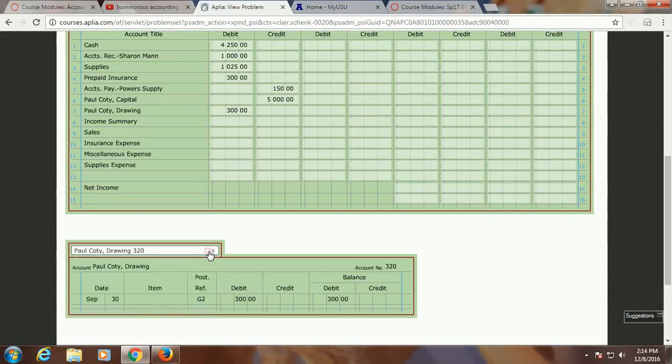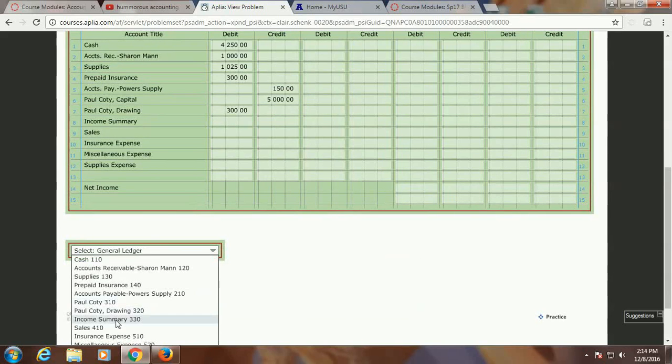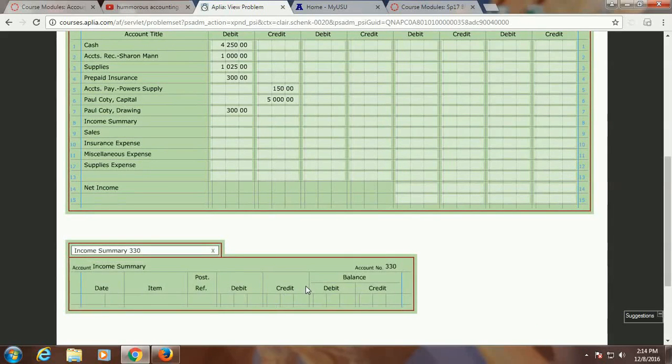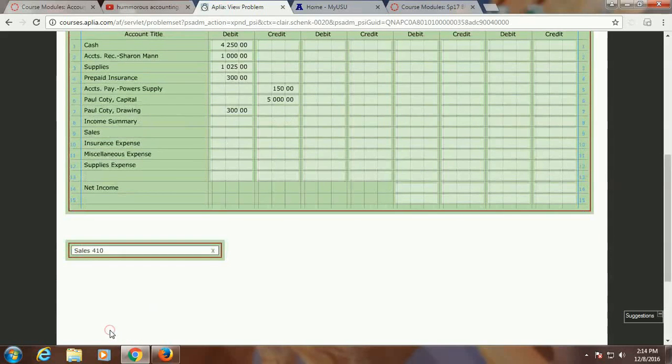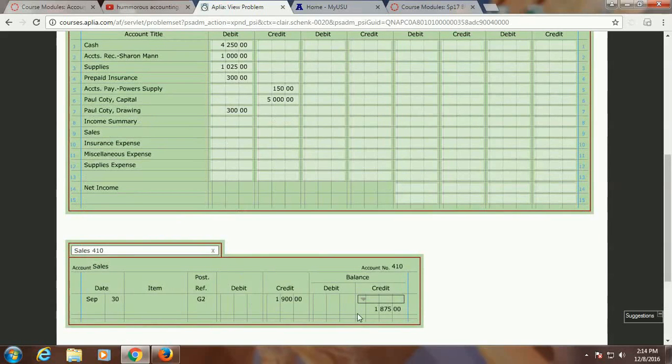Income summary should be nothing in it, but we'll open it up just to verify it, and it's empty, which is good. So now I'm going to go to sales, which is the next account. I don't know how they did that, transposed numbers or something, but it should be 1,900 as a credit. So on the worksheet, I'm going to go to the credit column, put 1,900 for sales. And I made the corrected entry in my ledger.